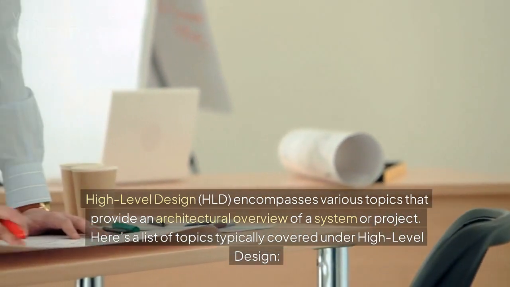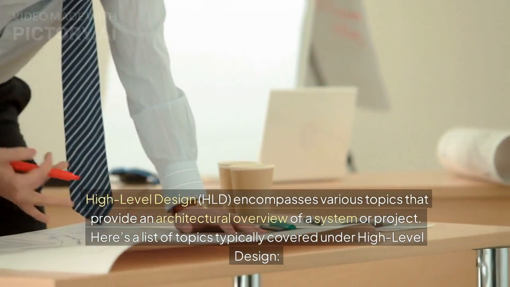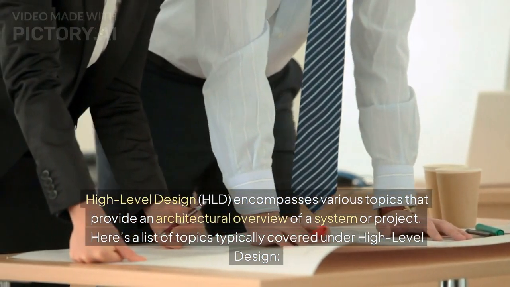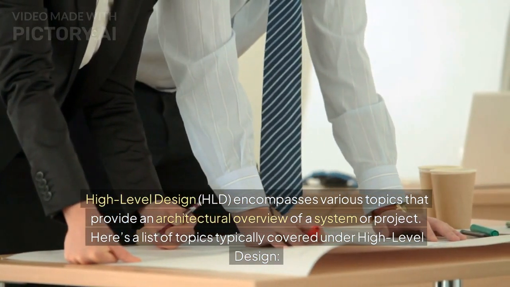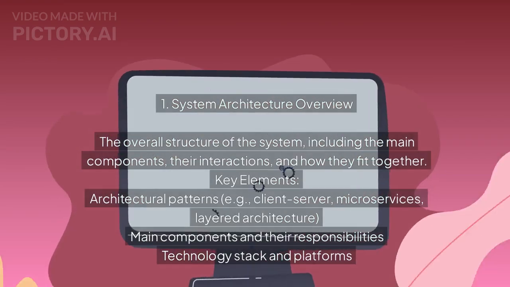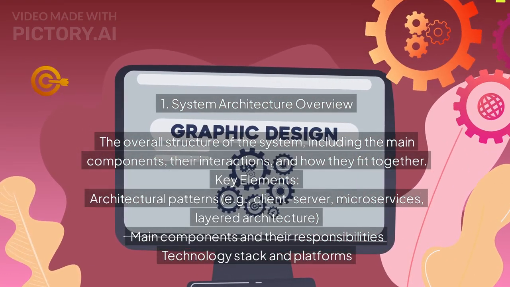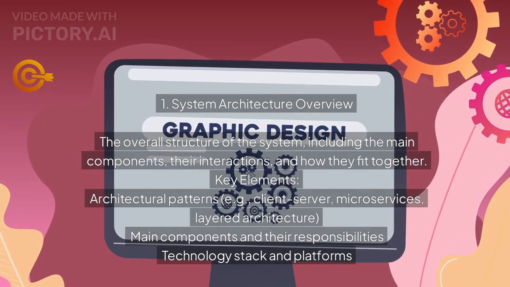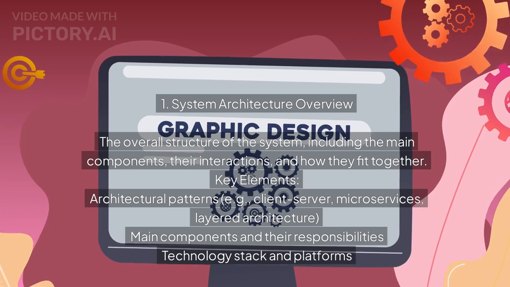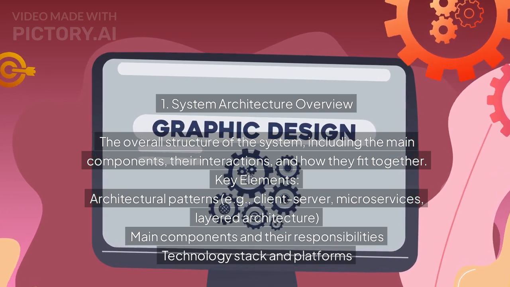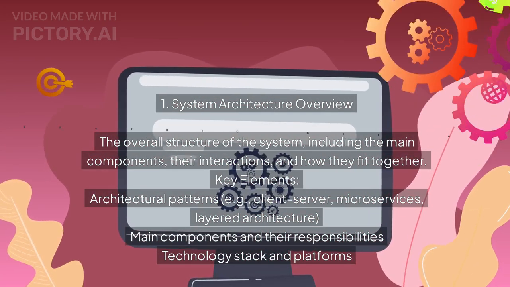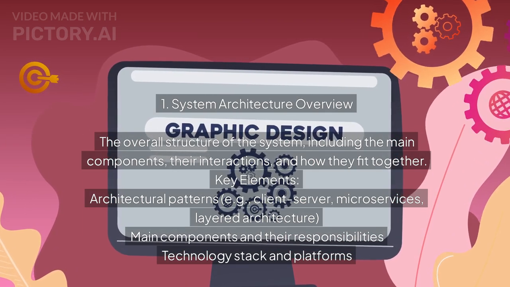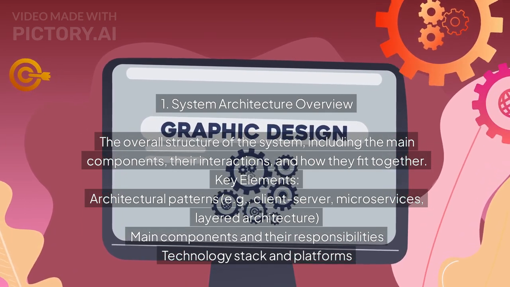High-level design, HLD, encompasses various topics that provide an architectural overview of a system or project. Here's a list of topics typically covered under high-level design. 1. System architecture overview: the overall structure of the system, including the main components, their interactions, and how they fit together. Key elements: architectural patterns, e.g., client-server, microservices, layered architecture, main components and their responsibilities, technology stack and platforms.